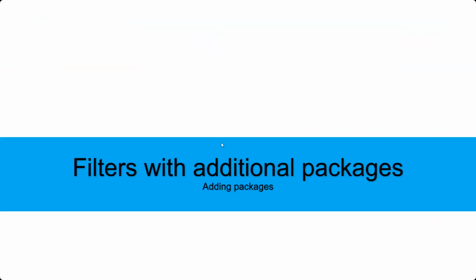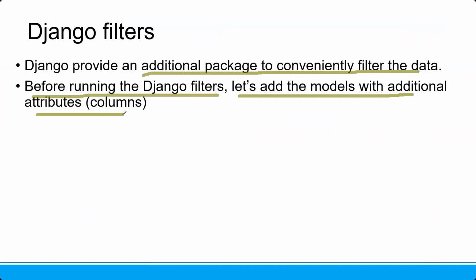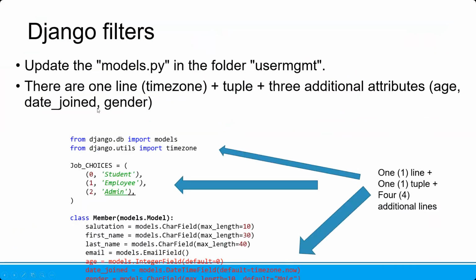We can do filters with some packages. In Django, they provide an additional package for filtering data. So before running the Django filters, let's add the models with additional attributes or columns. Okay, let's update the models.